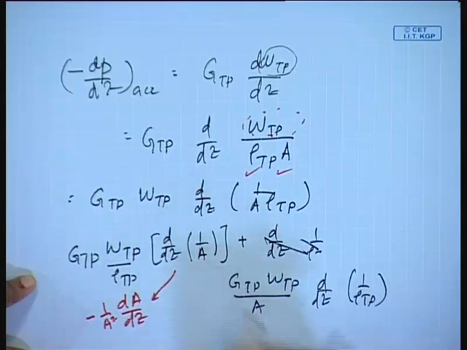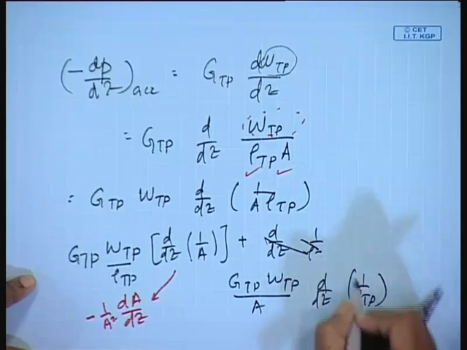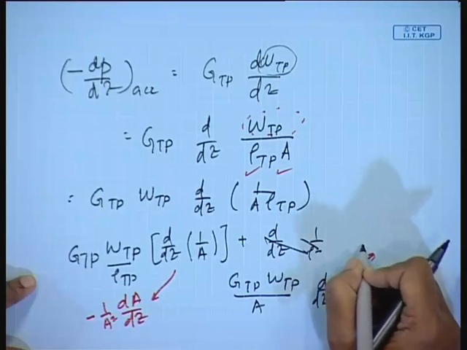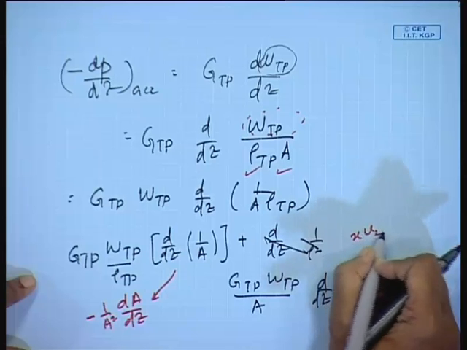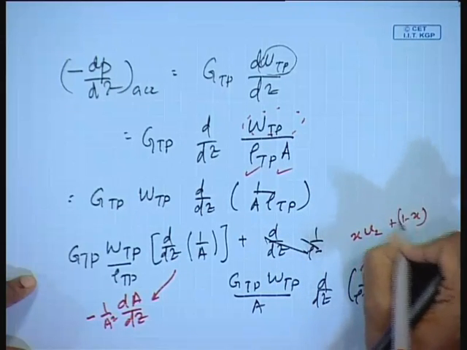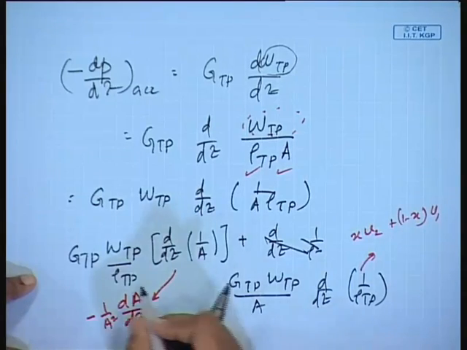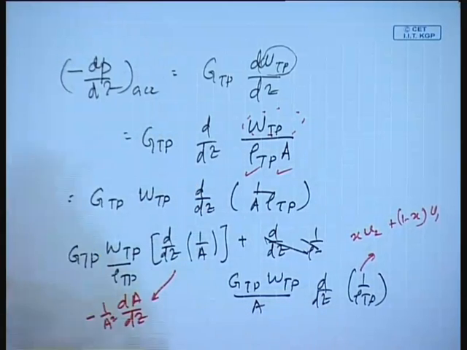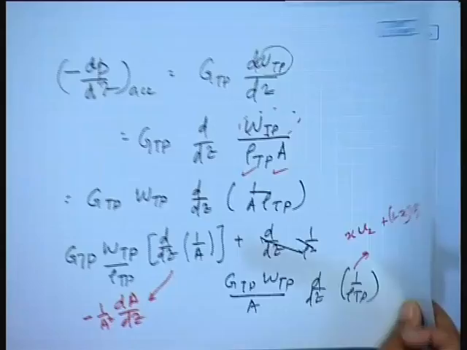Okay, so this we can substitute in place of this, and how can we write down 1 by rho_TP? This is nothing but equal to v_TP. So, this can be written down as x v2 plus (1 minus x) v1, yes or no? So, we can substitute them and then we can get an actual expression of acceleration pressure gradient. Do it and then let us see what you are going to get.